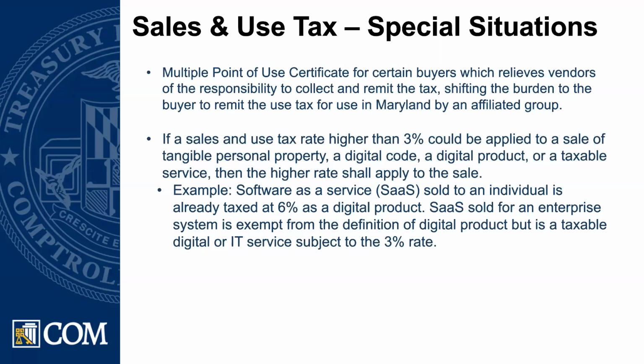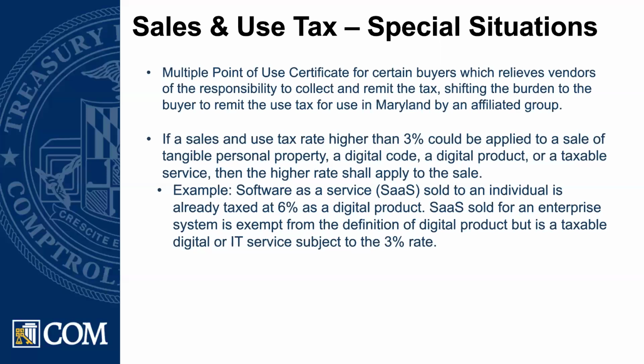If approved by the comptroller, when a buyer provides the vendor with the MPU certificate, the vendor is relieved of their responsibility to collect and remit the sales tax. The burden then shifts to the buyer to remit the use tax for the use in Maryland by the group that is going to be using that. This is a new concept to Maryland, although it's been in place in other states. We will be issuing guidance giving more details about MPUs as well as information about how that application process will work with the comptroller's office.